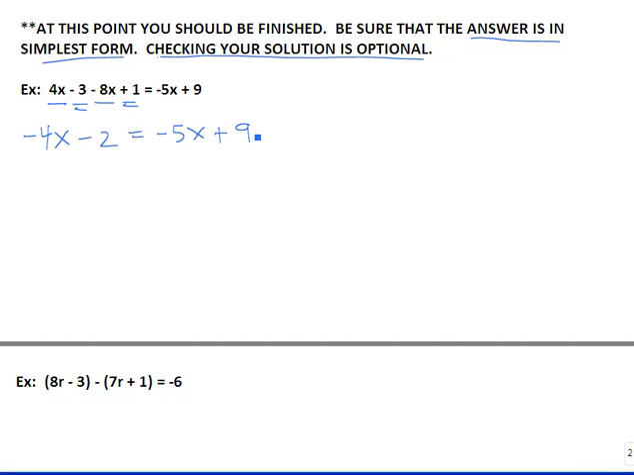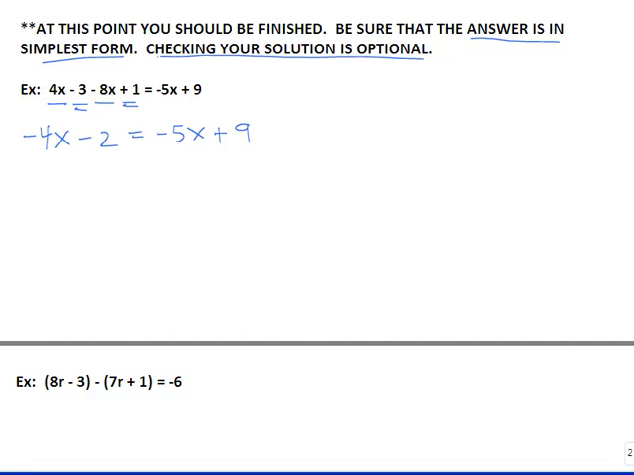Now we're ready to move on to step 2, which is to get your x's on one side and your numbers on the other side. Remember that it really doesn't matter which side you move your x's towards. Once you do that, that's going to determine which side your numbers go towards. What I like to do is try to make that coefficient in front of the x as positive as possible. So if I can avoid any negatives, all the better.